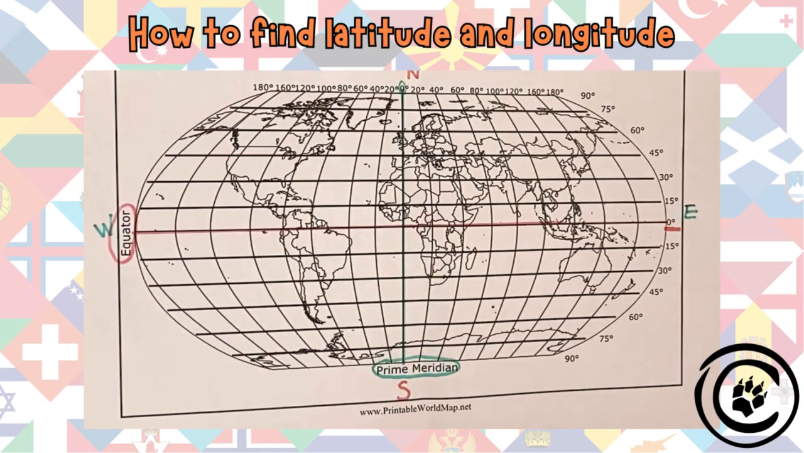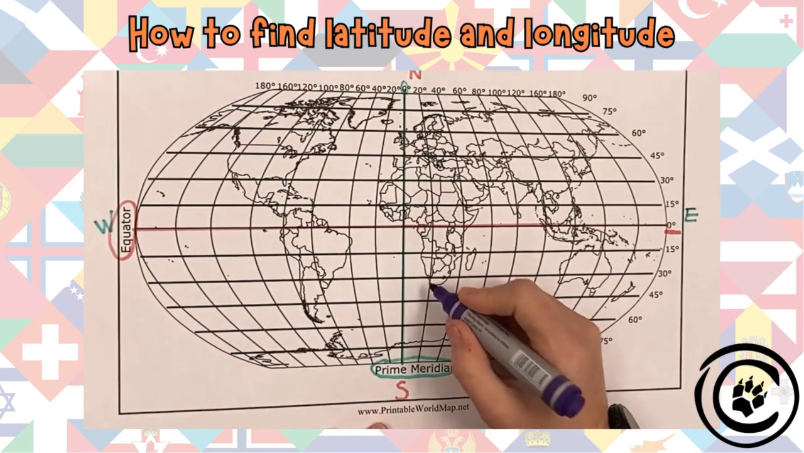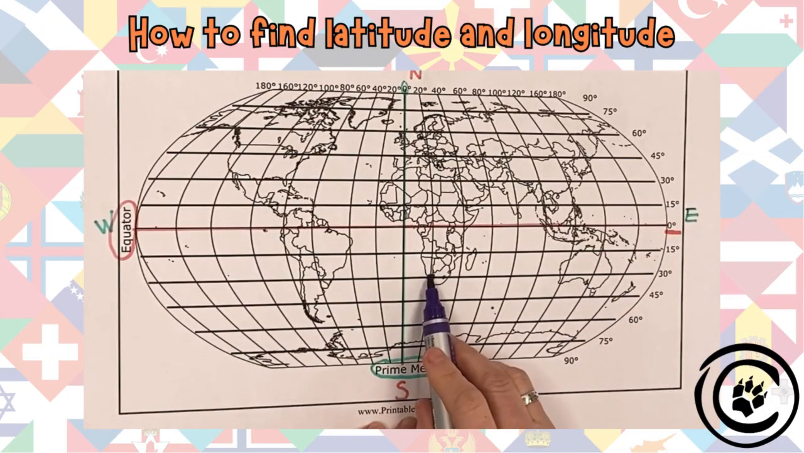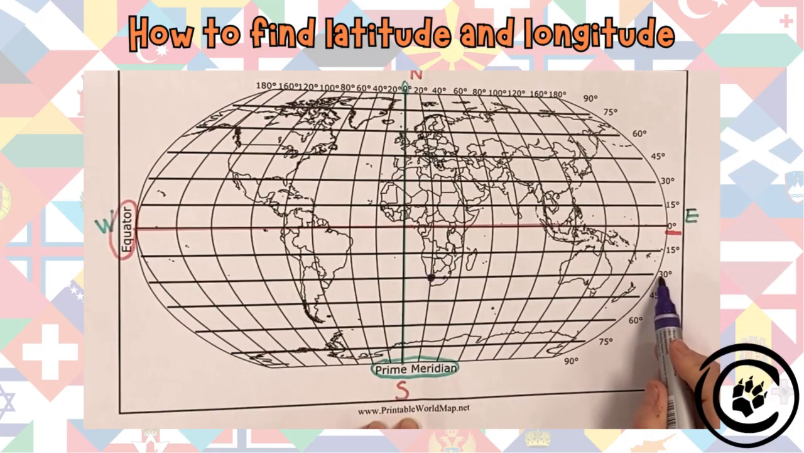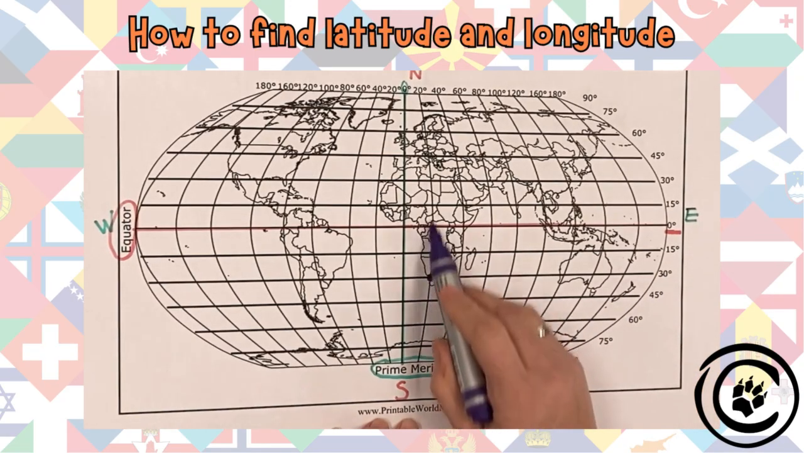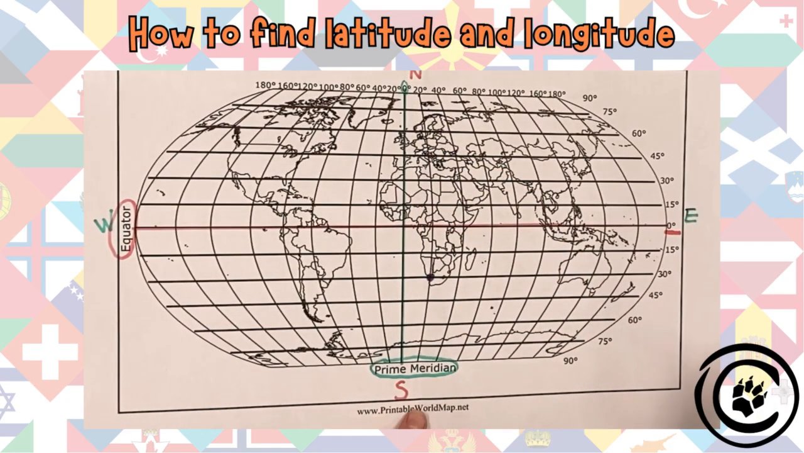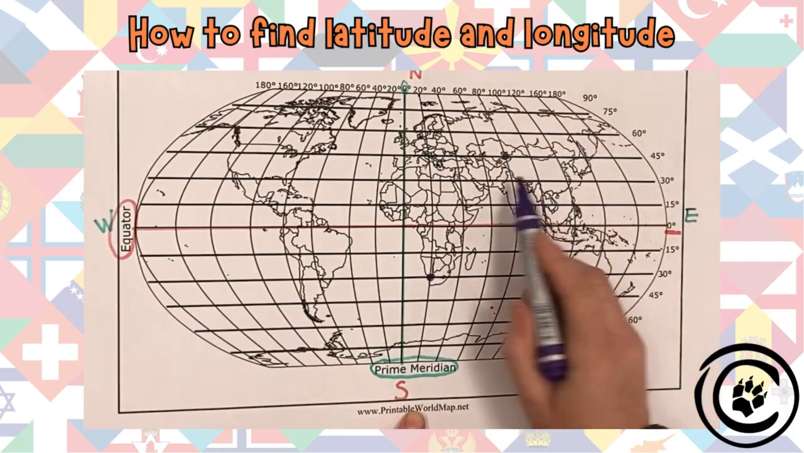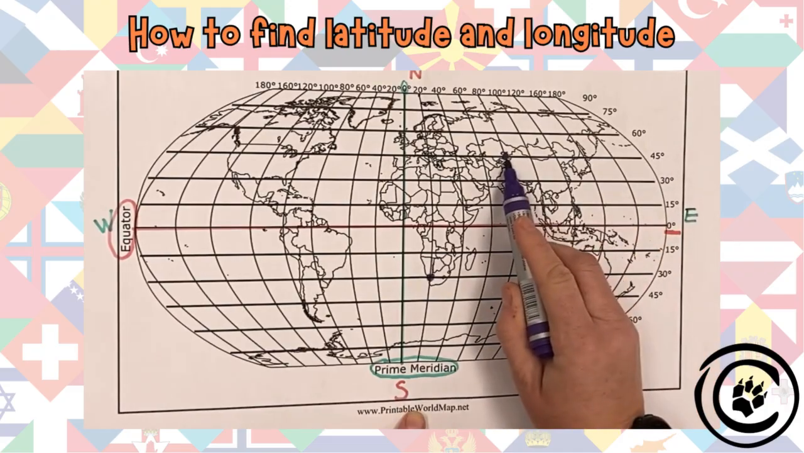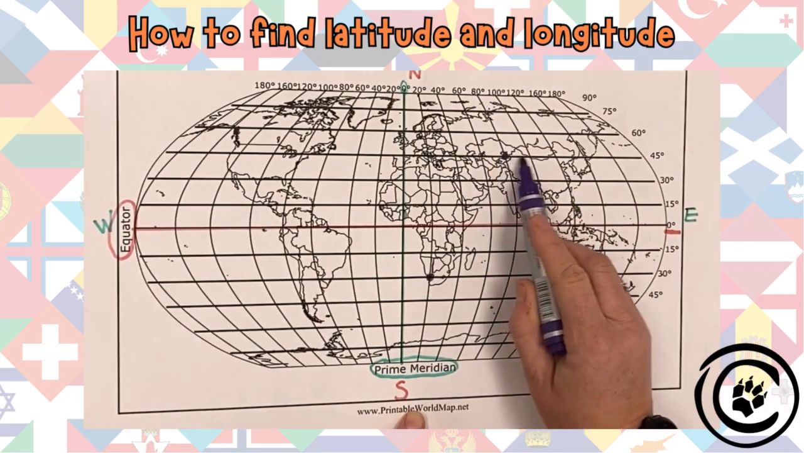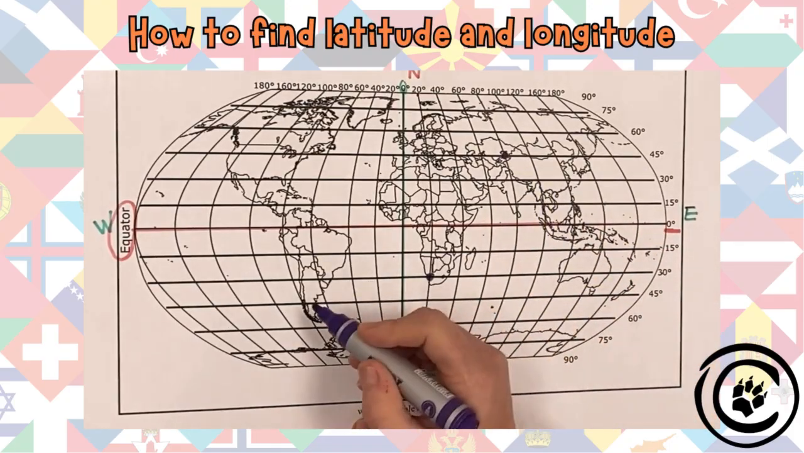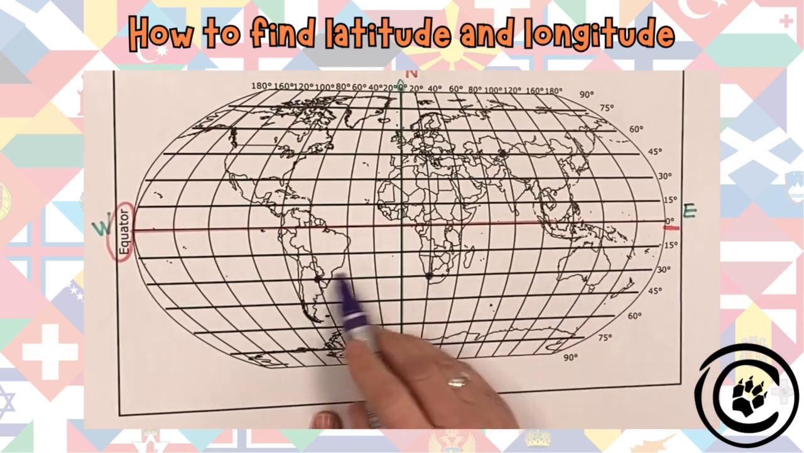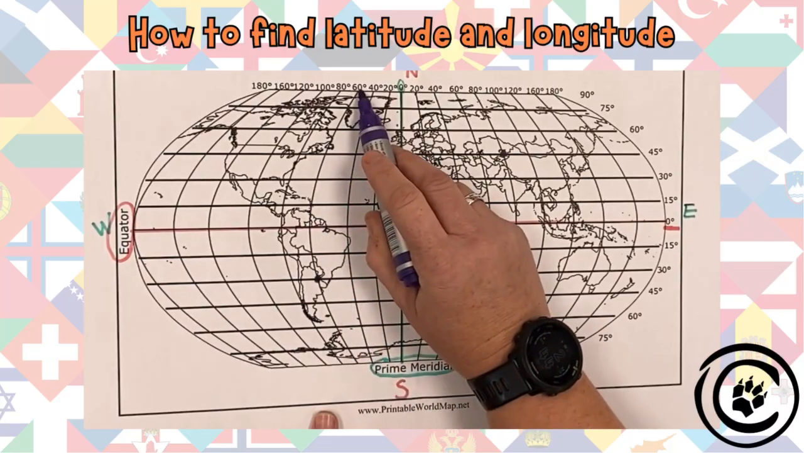Let's mark off a few locations to find their coordinates. Here we have a location in South Africa. It is at 30 degrees south and 20 degrees east. Our next location is in the northern hemisphere. It is at 45 degrees north and 80 degrees east. Our next location is in the southern hemisphere. It is at 30 degrees south and 60 degrees west.